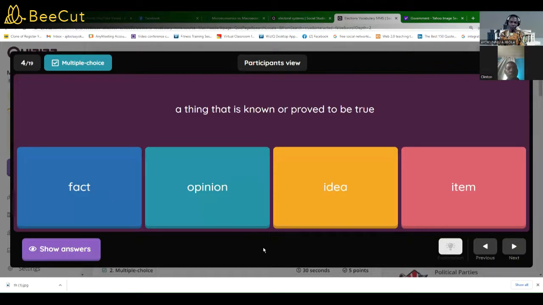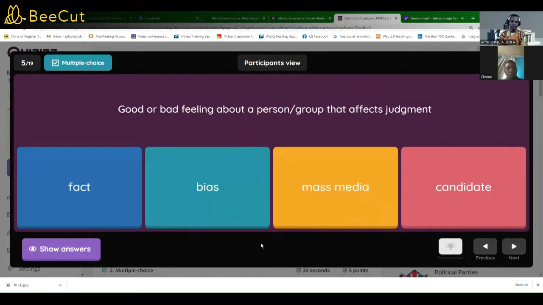A thing that is known or proved to be true. Facts. That's a fact. So when you are writing essays, depending on the type of essay, if it's letter writing, you may not state facts. Are you listening? Yes, sir. But if it's any other kind of essay, be it argumentative or so, facts are the main point. It's your points, okay? Yes, sir. The next one.